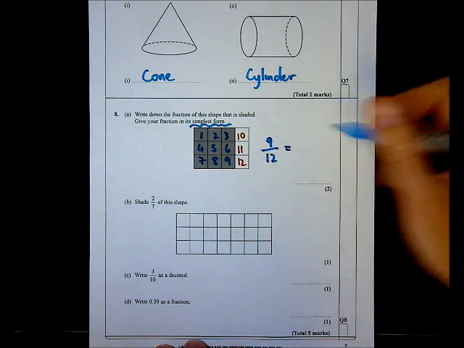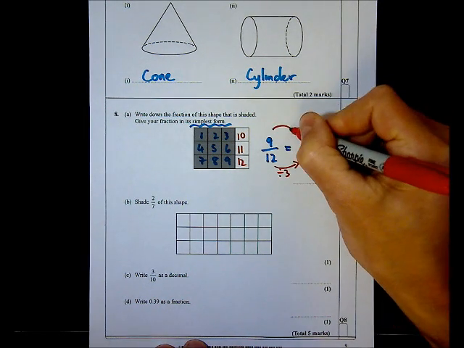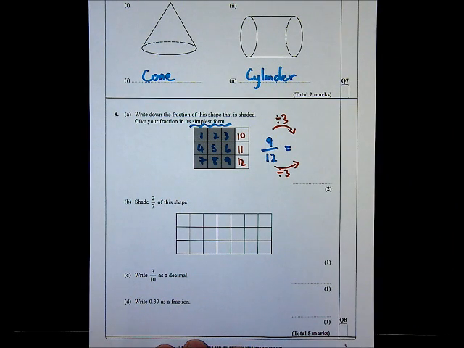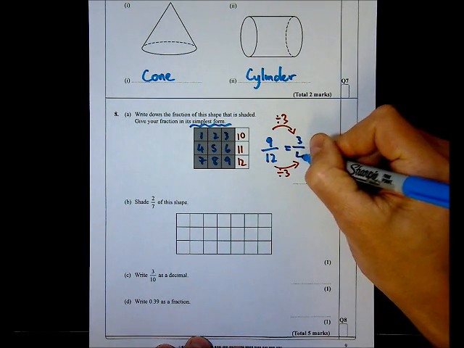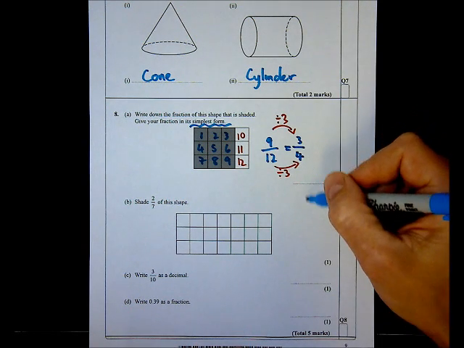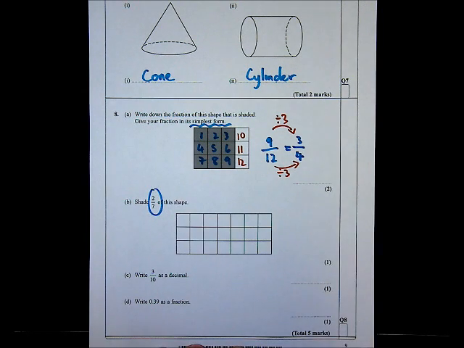And from looking at both of these numbers, I can see that they both divide by 3. So 9 divided by 3 would be 3, and 12 divided by 3 would be 4, and that would be my answer, 3/4. In part B, I'm asked to shade 2/7 of this shape.